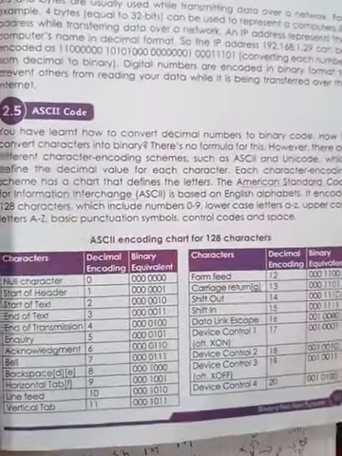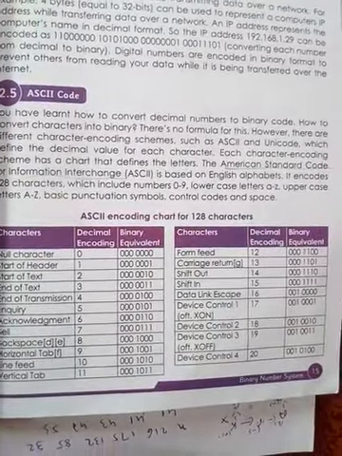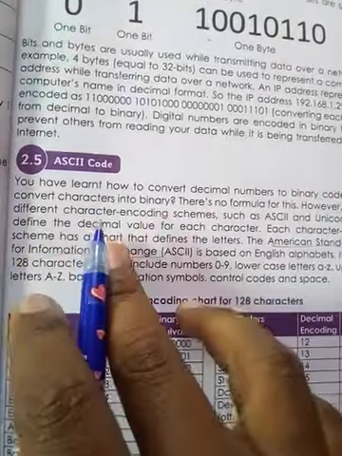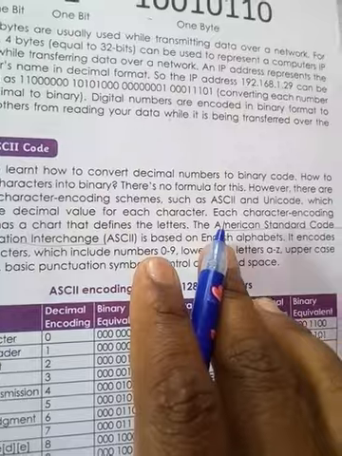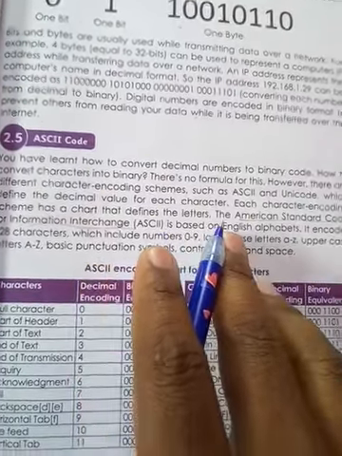What is meant by ASCII codes? You have learned how to convert decimal numbers to binary code; now how to convert characters into binary, that is the ASCII code. There is no formula for this. However, there are different character encoding schemes such as ASCII and Unicode, which define the decimal value for each character.